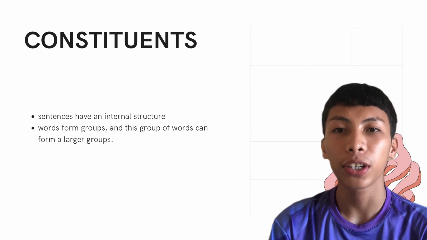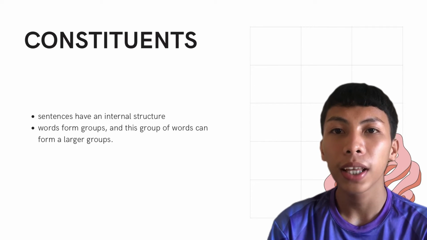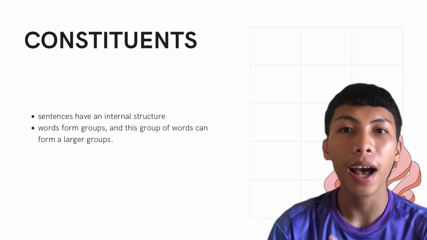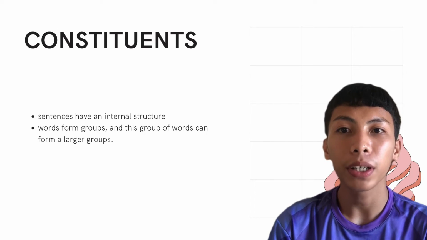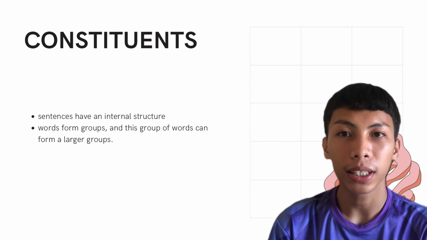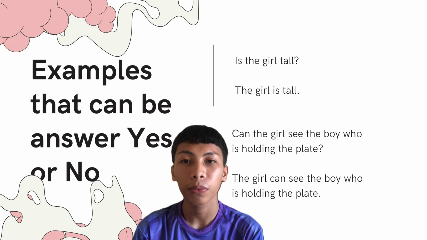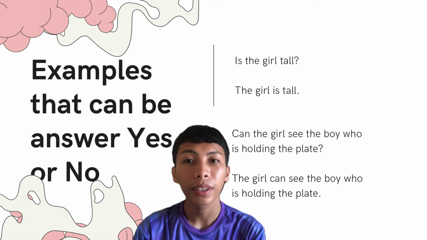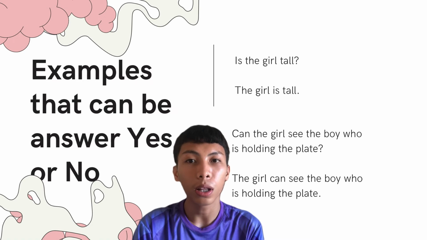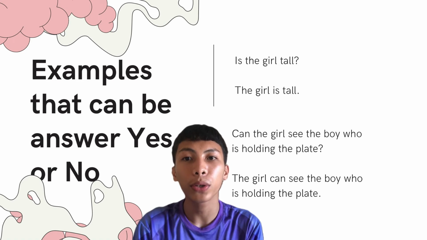Sentences have an internal structure. Words form groups, and these groups of words can form larger groups. These groupings of words are called constituents. Here are examples of polar questions, which can be answered with a yes or no. For example, is the girl tall? Can the girl see the boy who is holding the plate? And the corresponding answers are, the girl is tall. The girl can see the boy who is holding the plate.